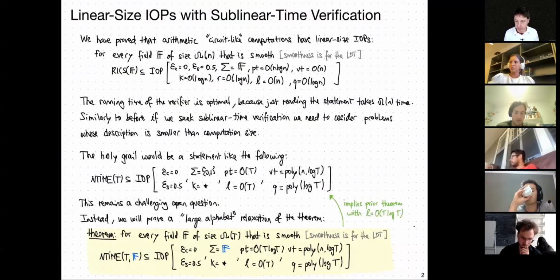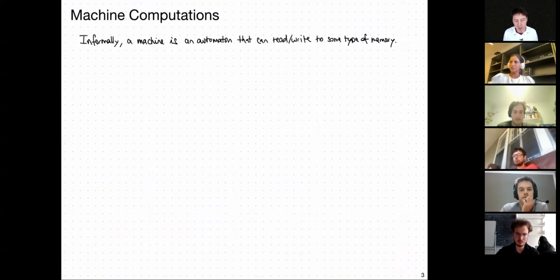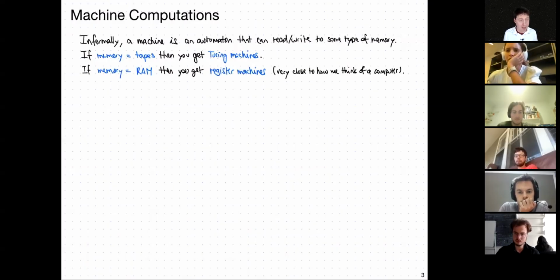Okay, so let's get started. Let's talk a little bit about machine computations, because we haven't seen them in this course so far. Informally, a machine is an automaton that can read and write to some type of memory. If by memory you mean tapes, then you get basically Turing machines. And if by memory you mean some random access memory, where you can specify an address and fetch from that address without having to wait for time to move to that address, then you get something called register machines, also known as word RAM. This is pretty close to how we think of a computer. Either way, these are both machines.